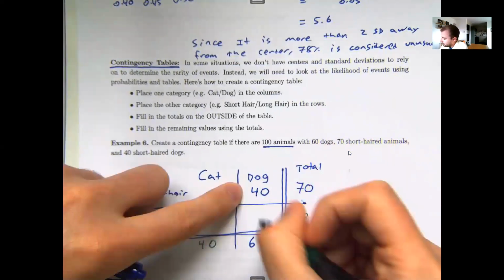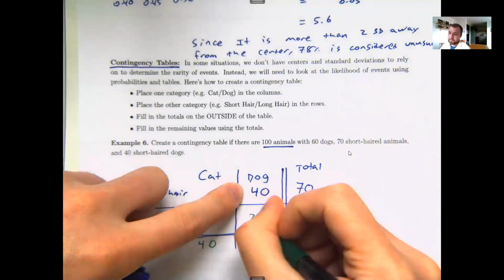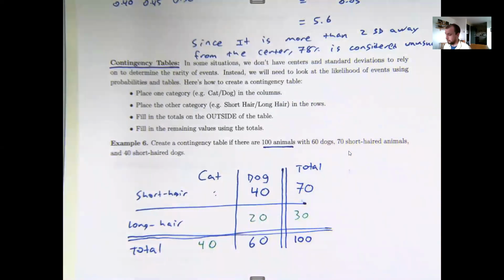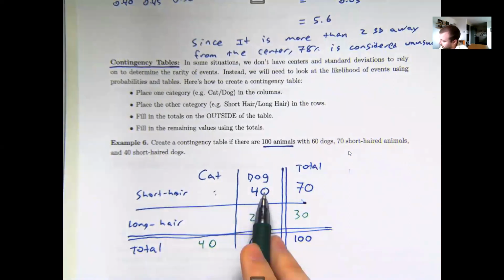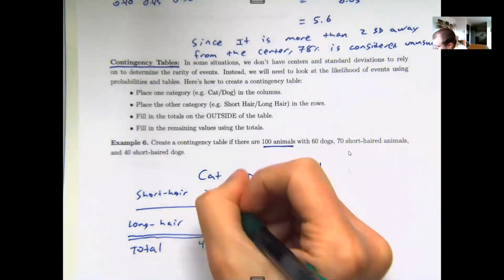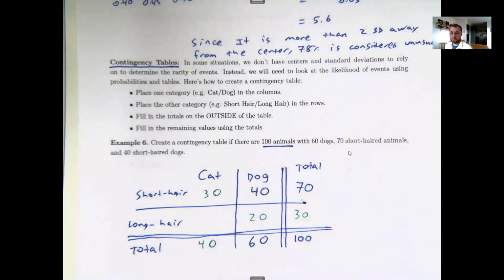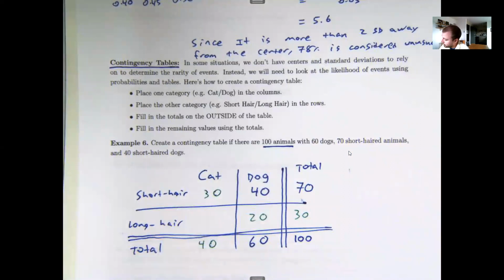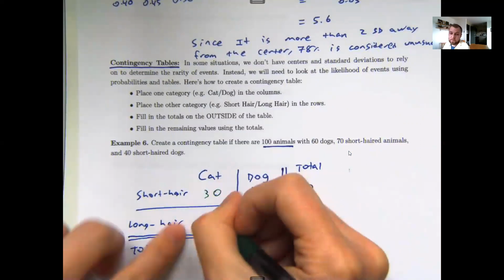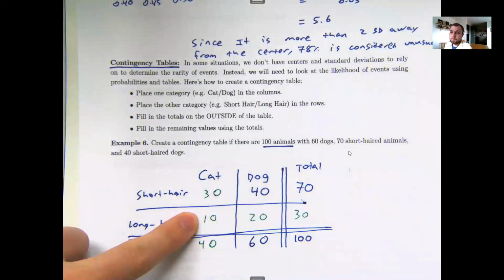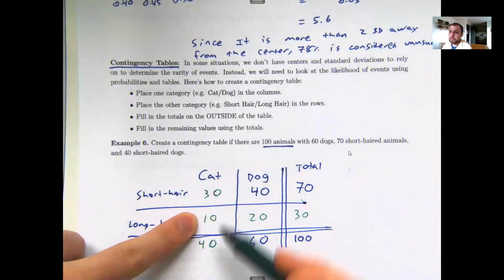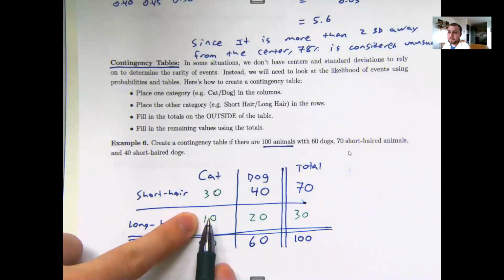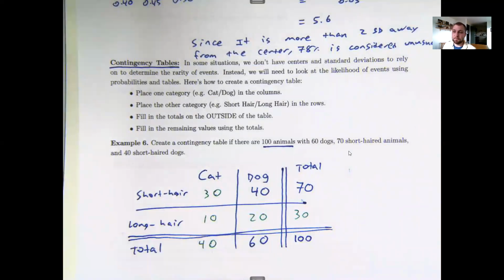I'm going to make sure everything adds up. 40 plus what gives me 60? Well, 40 plus 20 gives me 60. 40 plus what gives me 70? Well, 40 plus 30 gives me 70. 30 plus what gives me 40? 30 plus 10 gives me 40. And the great part of these is when you put in this last number, it should work both vertically and horizontally. So let's double check. 10 plus 20 gives me 30. That looks great. Everything is adding up the way that it should.